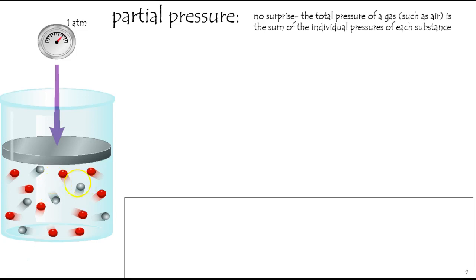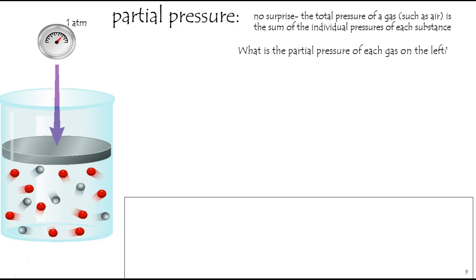You just need to know the number of molecules of each if you want to divide up the pie, as you will. The total pressure of a gas, such as air, is just the sum of the individual pressures of each substance. It's not the grams of each, since the particles will have different molar masses. It's the number of molecules of each.